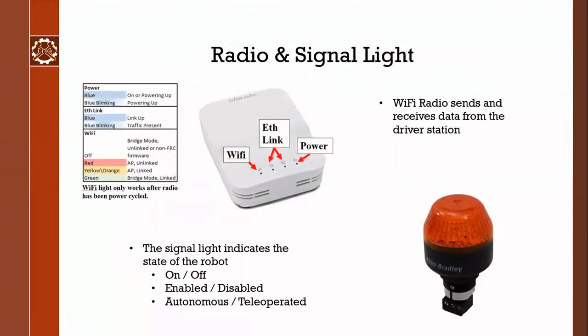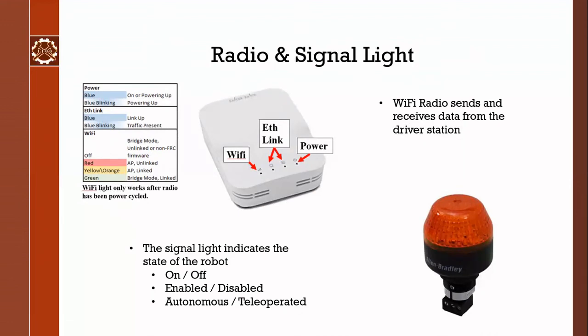Okay, moving on to the radio and signal light. So the radio is on the top, the big white block, and the light is the light. What the radio does is basically it sends and receives data from the driver station, effectively giving a sense of Bluetooth, where you can see the Ethernet link, the Wi-Fi, and the power. Based on those four lights on the radio, you can tell what state the robot is in, if it's getting Wi-Fi, if it's getting power, and so on.